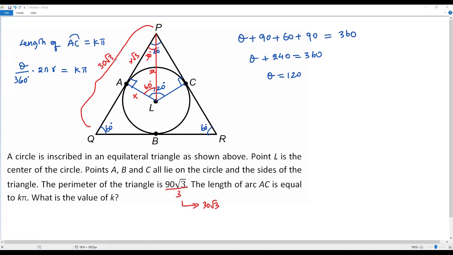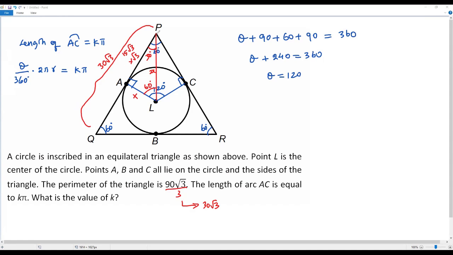And it's an equilateral triangle, and we have this point A on the circle and also on the side of the triangle PQ. Then this point A will divide the length of the side PQ into two equal parts. That is, it will divide this 30 times square root of 3 into two equal parts. Then the length of this line segment PA is half of this one, that is 15 square root of 3.